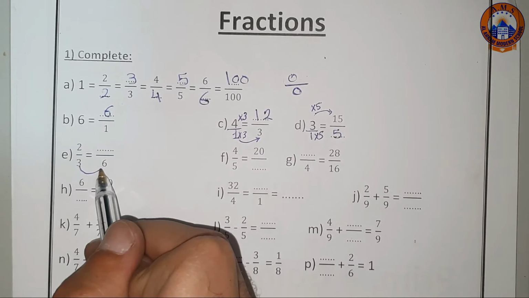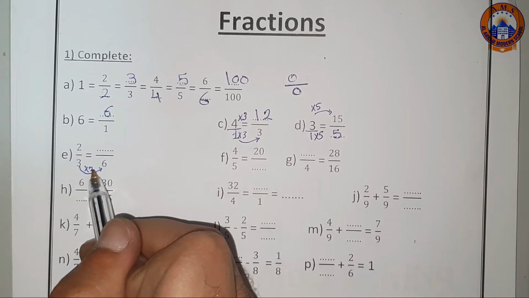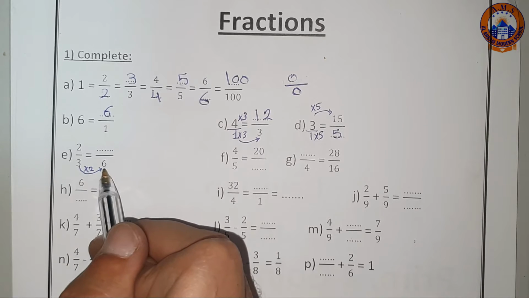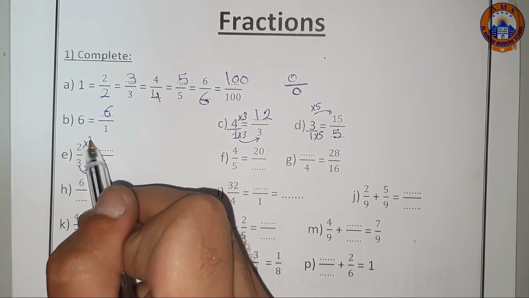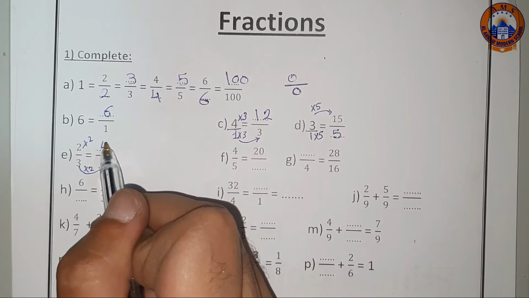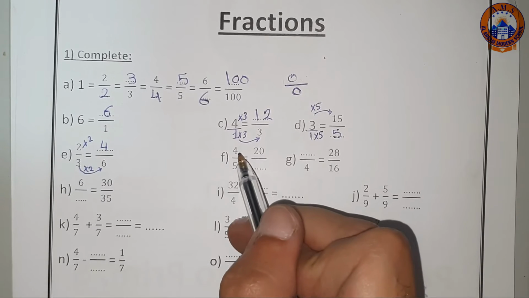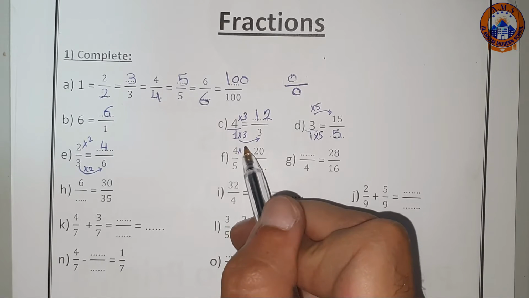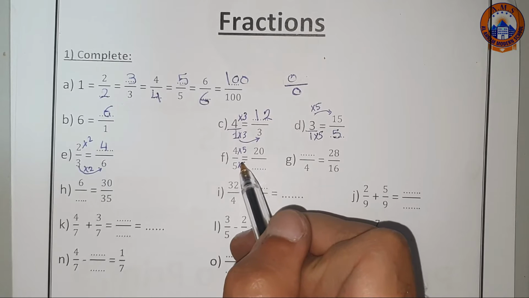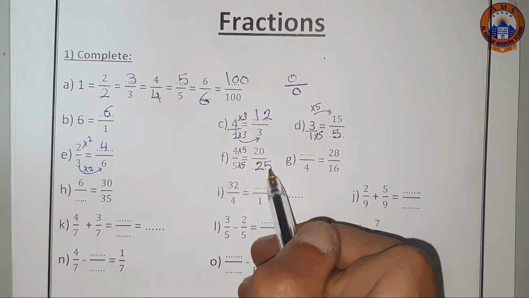The 3 becomes 6. So we multiply by 2. So 3 by 2 equals 6. So up we have to multiply also by 2. 2 by 2 equals 4. The 4 becomes 20 by multiplying 4 by 5. So down also by 5. 5 by 5 is 25.